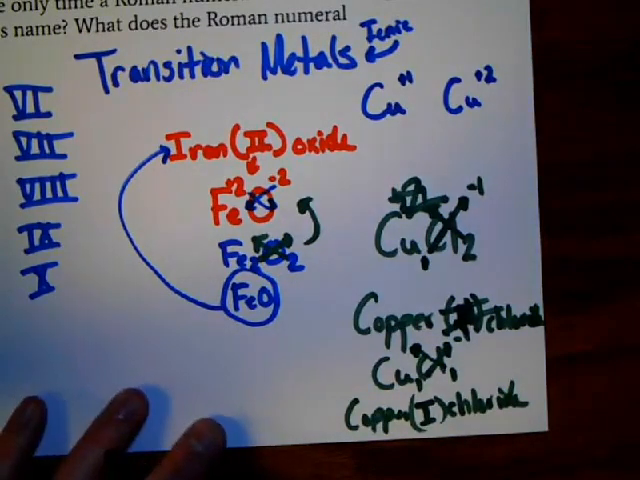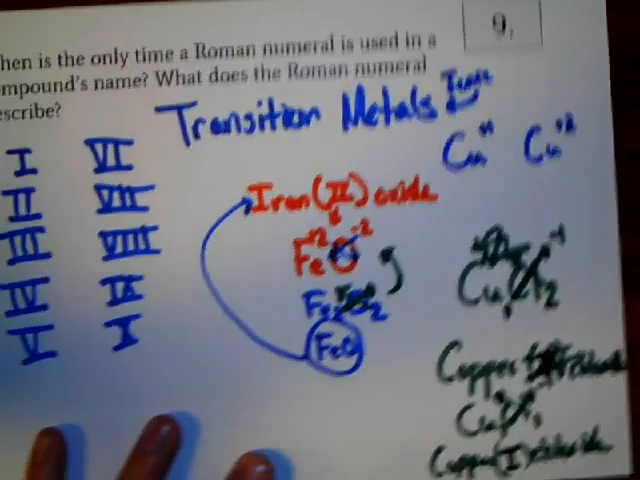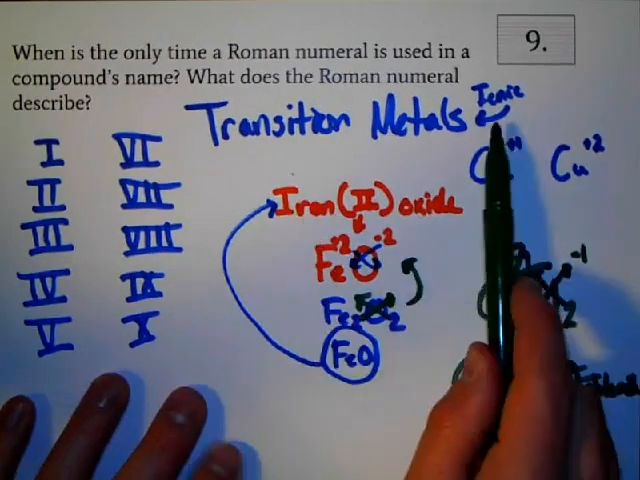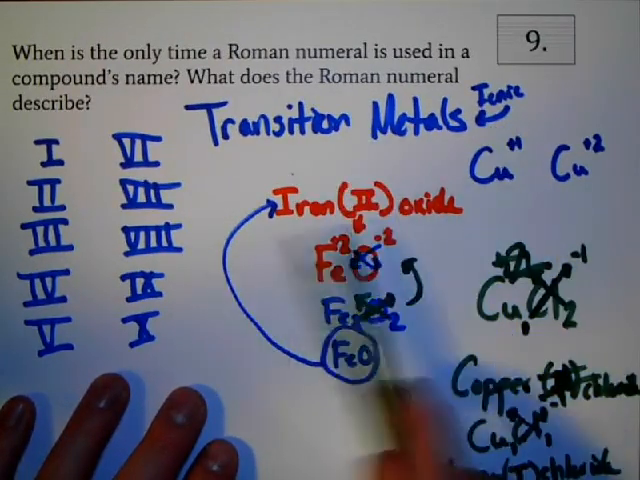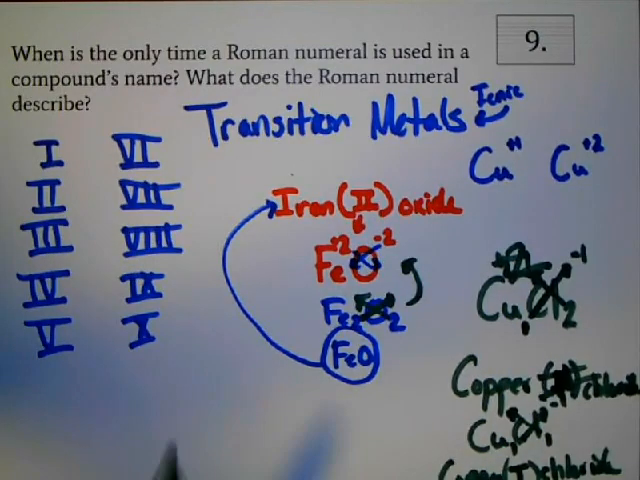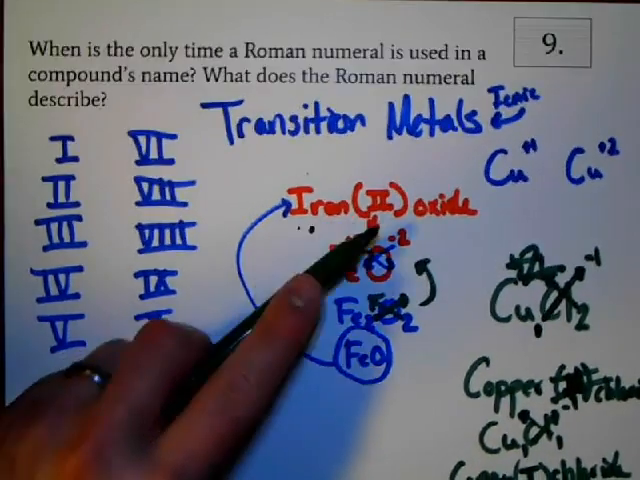So the Roman numerals are just for transition metals, and it's just for ionic transition metals, and the charge is shown by the Roman numeral. The charge of the transition metal is the Roman numeral.